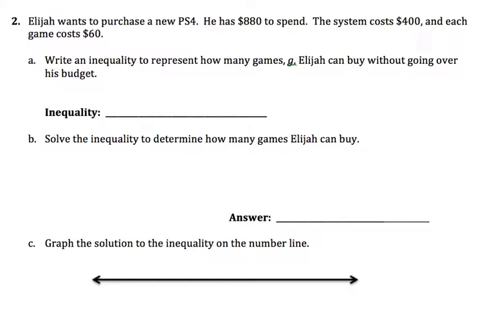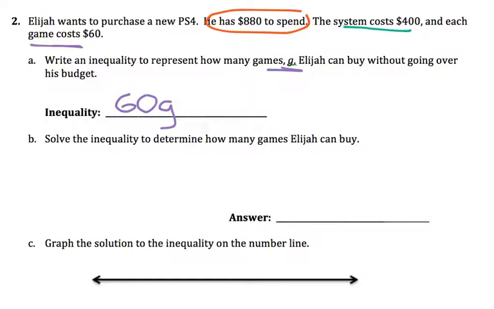Alright, Elijah is trying to purchase a PS4, and he's got mad stacks. The system costs $400, and each game costs $60. Write an inequality, and they're giving us G for games. Alright, so let's start off with the variable term. The variable term is going to be the one that has $60 per game, because that changes depending on how many games he buys. So that's $60 times the number of games. Then, he's going to need the PS4, so that's plus 400.